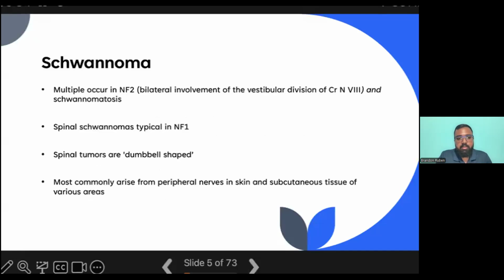Multiple can occur in neurofibromatosis too, with bilateral involvement of the vestibular division of cranial nerve 8, and schwannomatosis. Spinal schwannomas are typical in NF1, where tumors take up a dumbbell shape, and they most commonly arise in the peripheral nerves and skin and subcutaneous tissue of various areas.